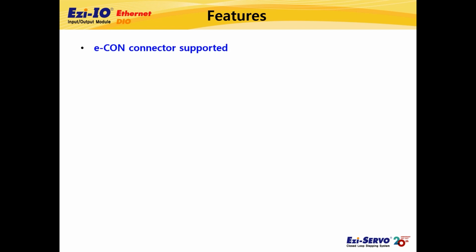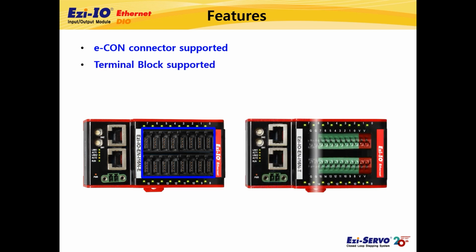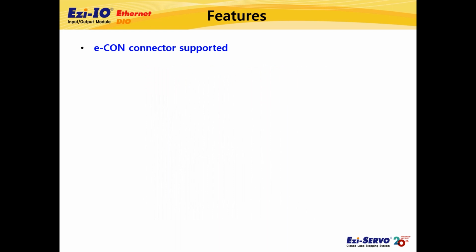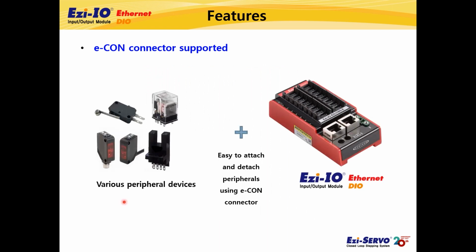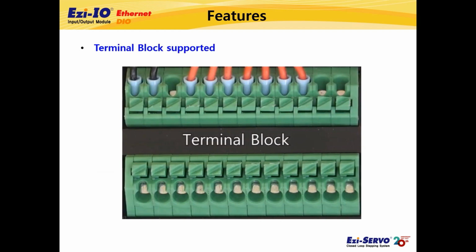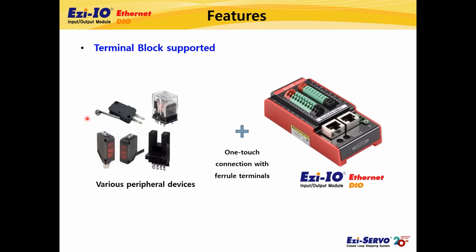First, as explained before, Ezi-IO Ethernet DIO supports the Econ connector and terminal block. In the case of the Econ connector type, the Econ connector allows convenient attachment and detachment of peripheral devices such as various sensors. And the terminal block type uses ferrule terminals for easy one-touch wiring. Therefore, you can easily connect and control peripheral devices such as various sensors.